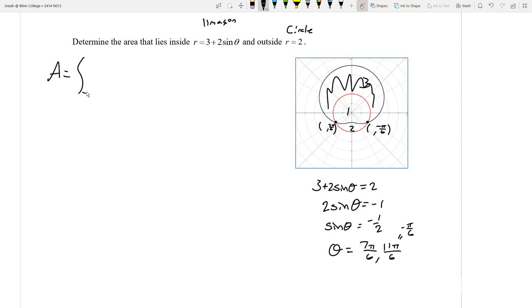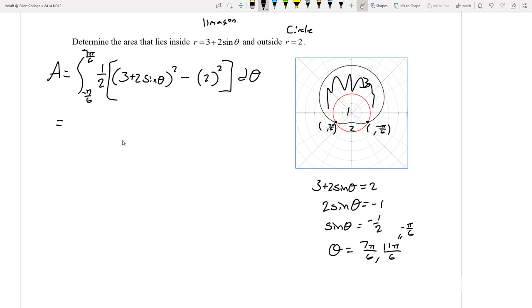So we'll go ahead and start at negative pi 6, go to 11 pi 6, sorry, 7 pi 6. And we've got 1/2. And now we have to determine which is our outside, which is our inside. Well, clearly our limaçon is outside, so we'll take that guy and square it first, then subtract, and then our inside will be our circle.